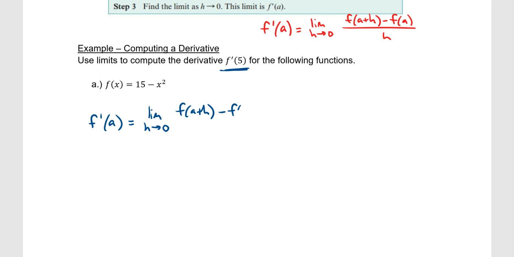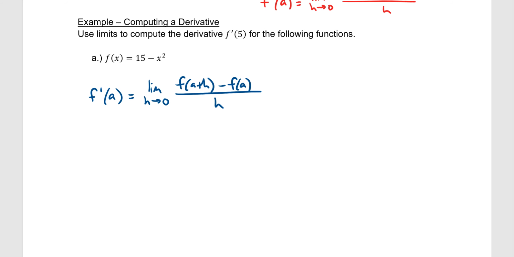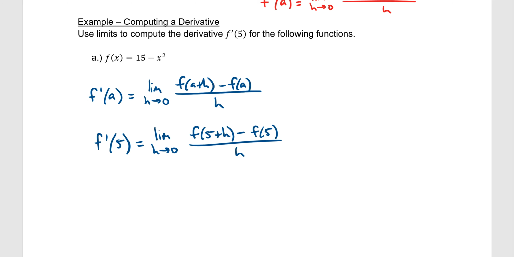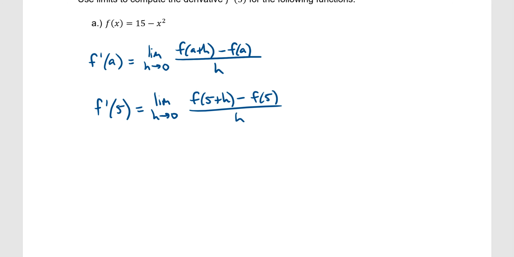So what we are going to do is we recognize that our a value is 5, right? So we're finding f prime of 5. So that's going to be f prime of 5 equals the limit as h approaches 0 of f of 5 plus h minus f of 5 over h. And let's evaluate both of those on the side. Let's do the easy one first. f of 5 is just the y-coordinate, 15 minus 5 squared, which is 15 minus 25, so negative 10.